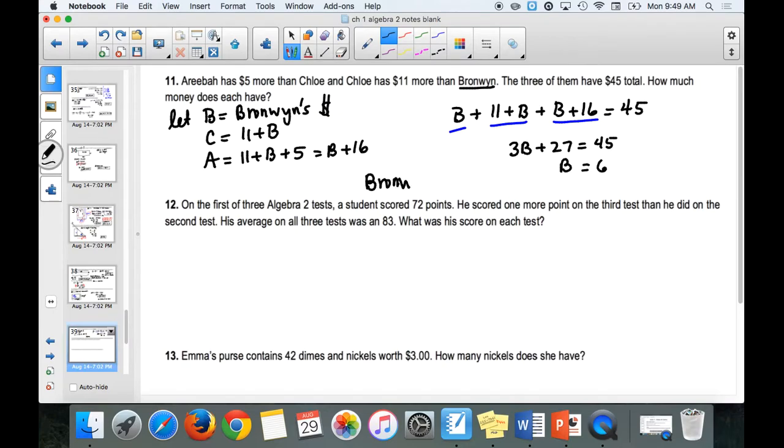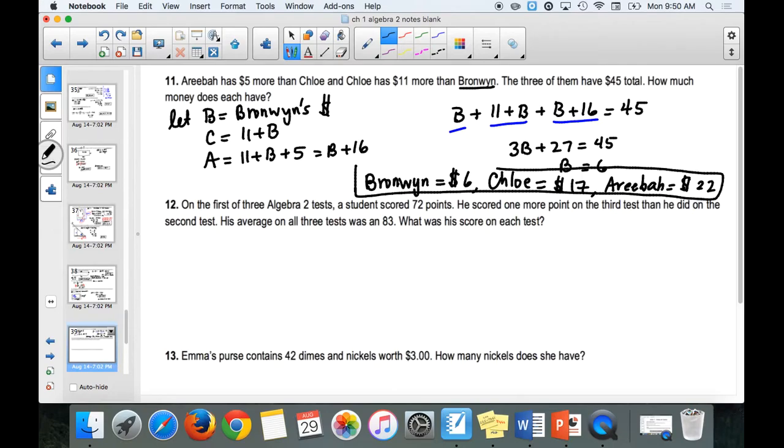And this is where you would want to write an end statement, right? Chloe has 11 more than that, so 17, and then Ariba has 5 more than that, so 22. Okay. All right, the next one.